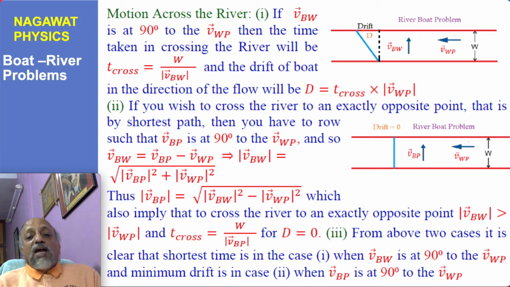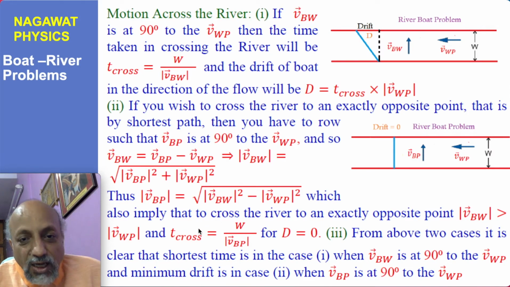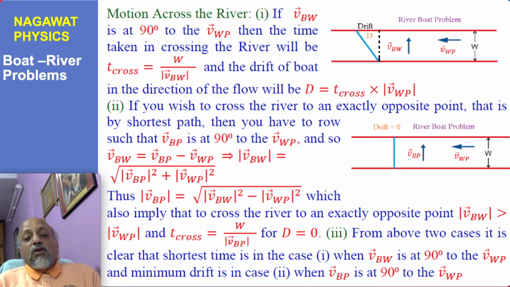So remember that the time taken in crossing would be given by the width of the river divided by the speed as measured by the person standing on the ground, which means the magnitude of VBP, and that time would not be the minimum time because VBP would definitely be less than VBW because of this relationship. So from the above two cases, we conclude that if we ignore the drift, the shortest time you can cross the river is if you row the boat in the direction 90 degrees to the shore. Then you can reach the other shore in the minimum time.